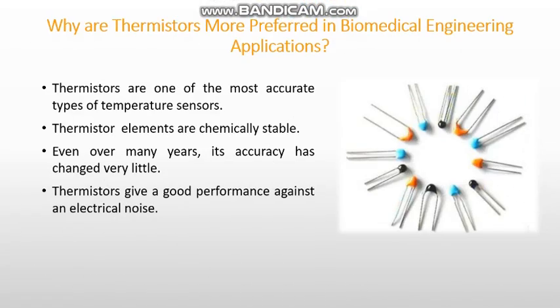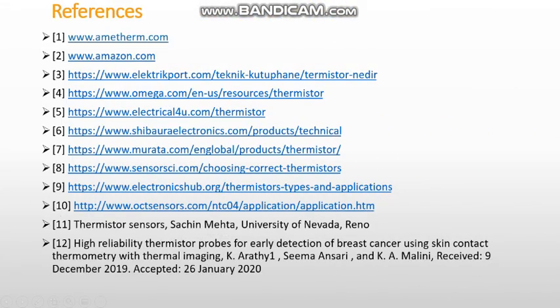Why thermistors are more preferred in biomedical engineering applications? Thermistors are one of the most accurate types of temperature sensors. Thermistor elements are chemically stable. Also, even over many years, its accuracy has changed very little. Thermistors give a good performance against the electrical noise, the important parameter.